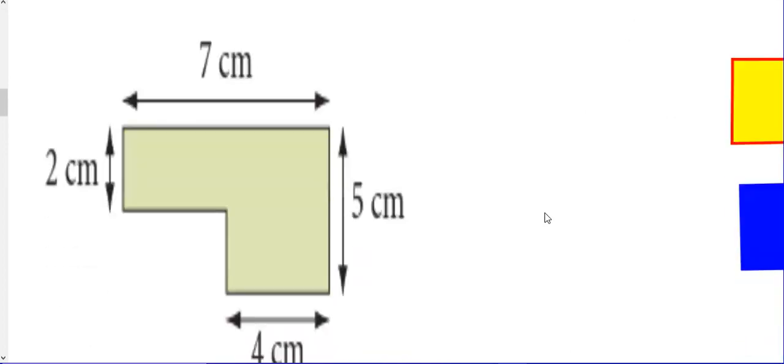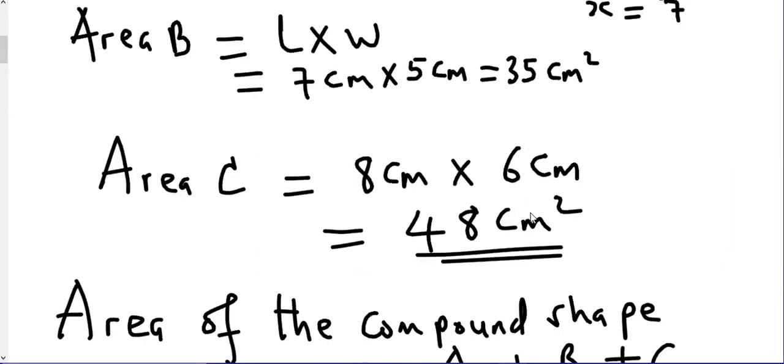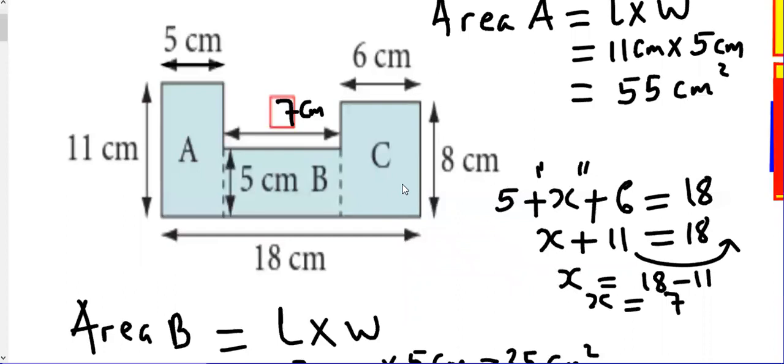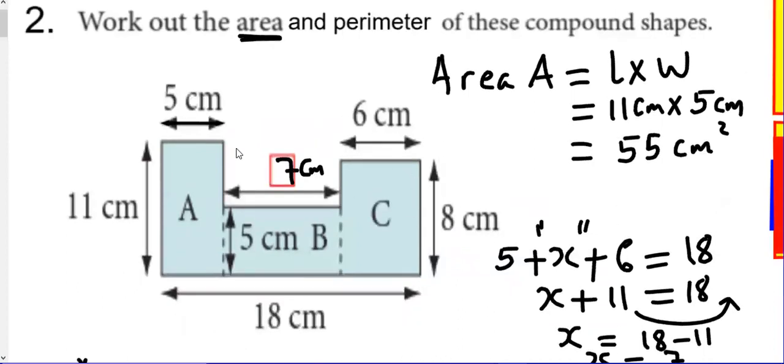Okay. Now, I want to show you how we find the area of this compound shape. The area of the compound shape is done. Sorry, I want to show you how we find the perimeter. Are you ready for that? Stay tuned. The area is done. Now it's time for the perimeter.